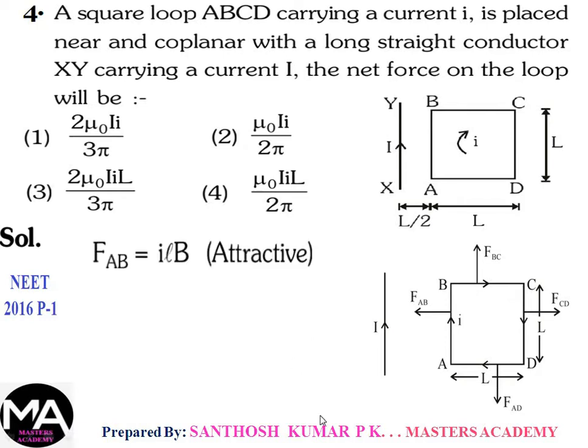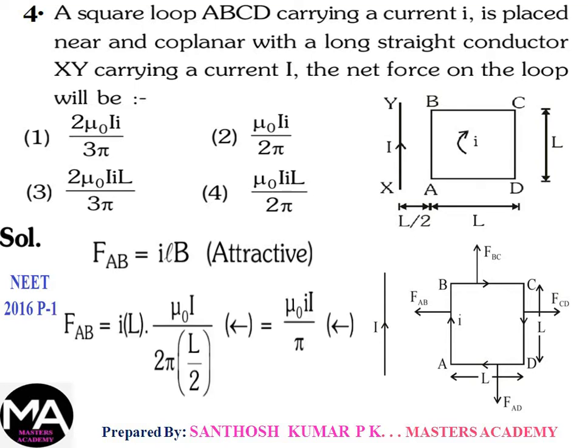Now, FAB, we know that the force acting on a conductor is equal to BIL sin theta. Since it is maximum, it is ILB, directed towards the conductor, therefore it is attractive. Here FAB is equal to IL into B, where B is equal to mu naught into I by 2 pi into distance. Here the distance is equal to L by 2, that is mu naught into I by 2 pi into L by 2. 2 and 2 cancel, L and L also cancel. You will get mu naught into I divided by pi.